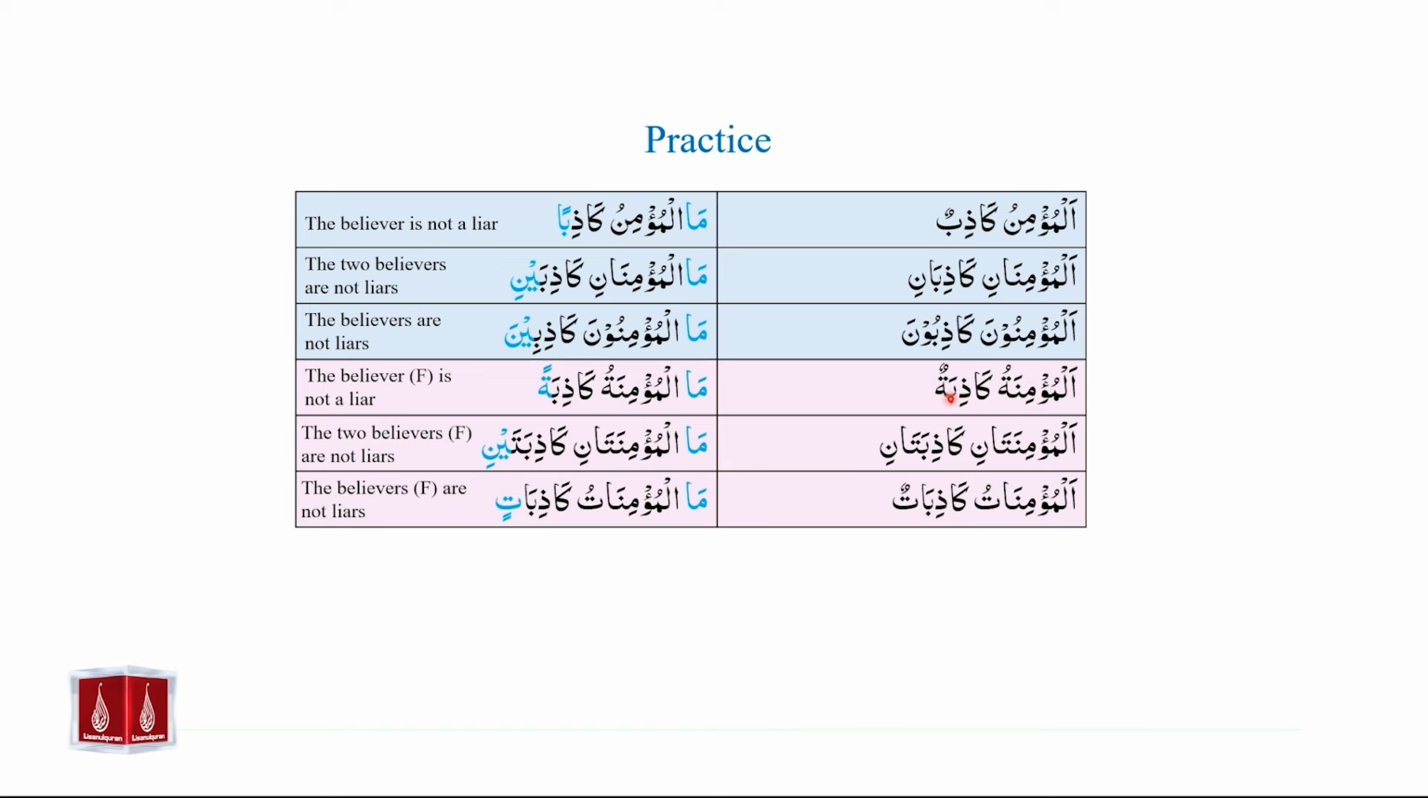Al-mu'minatu kazibatun. Mal-mu'minatu kazibatan. The female believer is not a liar. Please note that as compared to kaziban, where we are adding an alif at the end of the mansoob ism, in the case of kazibatan, we are not adding an alif because the presence of ta marbuta is an exception to this rule. In this case, we do not have to add an alif at the end of a mansoob ism that has double zabar on it.